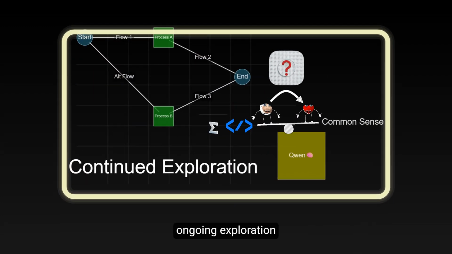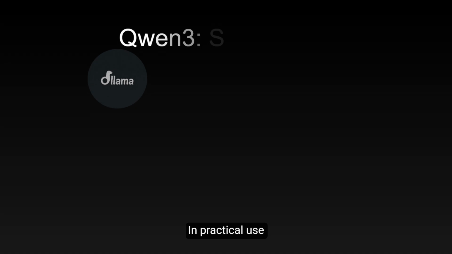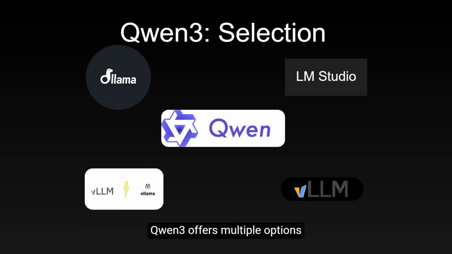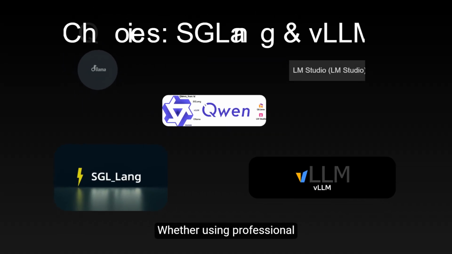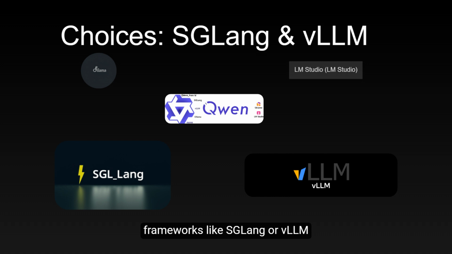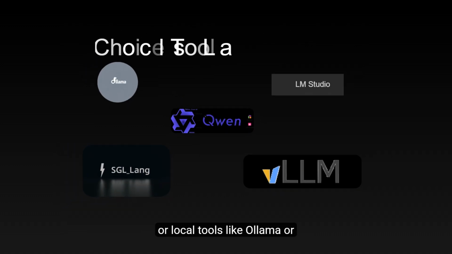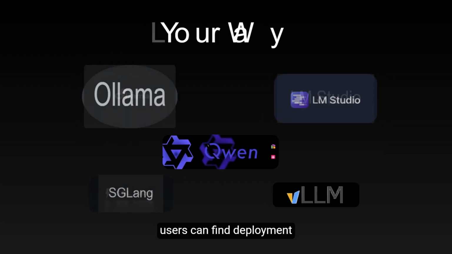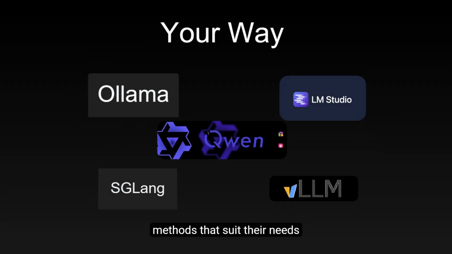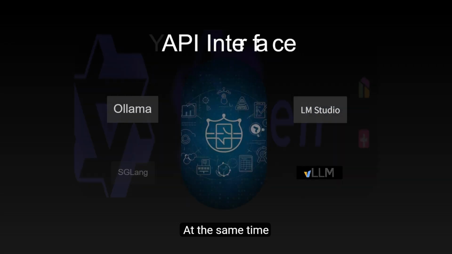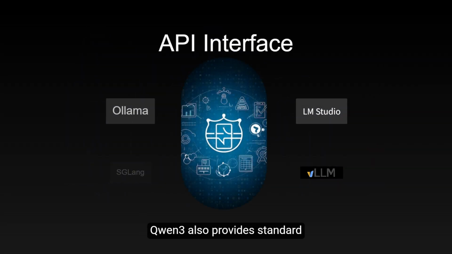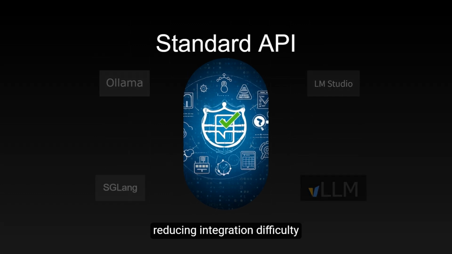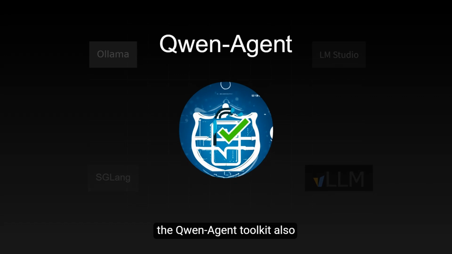In practical use, Qwen3 offers multiple options. Whether using professional frameworks like SGLang or vLLM, or local tools like Ollama or LM Studio, users can find deployment methods that suit their needs. At the same time, Qwen3 also provides standard API interfaces compatible with OpenAI API, reducing integration difficulty. For developers, the Qwen Agent Toolkit also simplifies the development process.